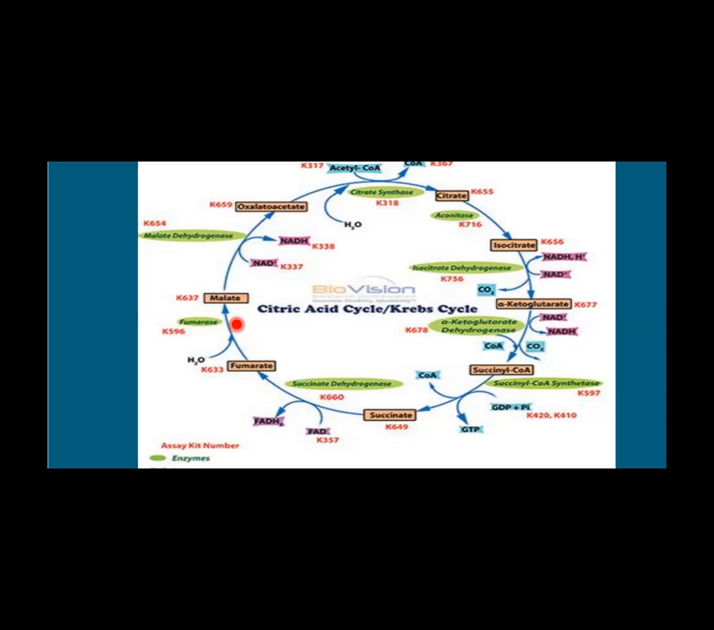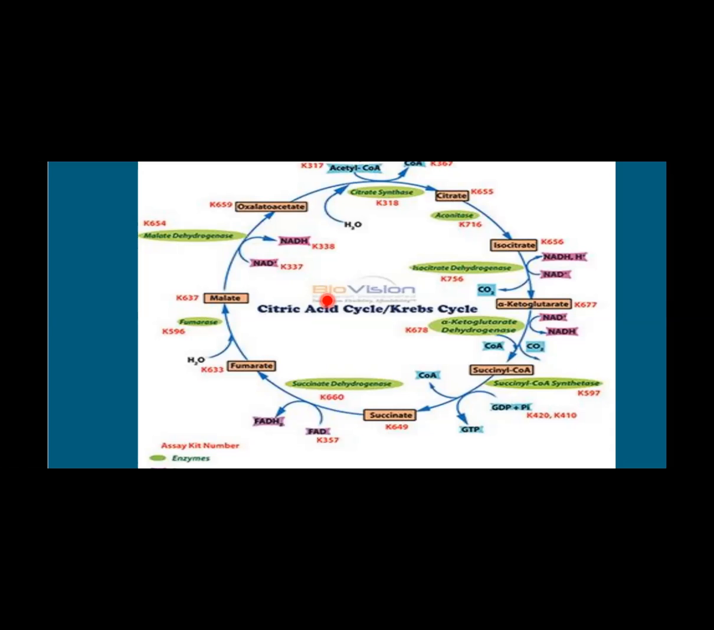One water molecule is consumed here, and the last step is malate converting to oxaloacetate, which is also a dehydrogenation where one more NADH molecule is formed here, ultimately resulting in the formation of a 4C compound. This oxaloacetate will repeat the cycle, continuing again and again.